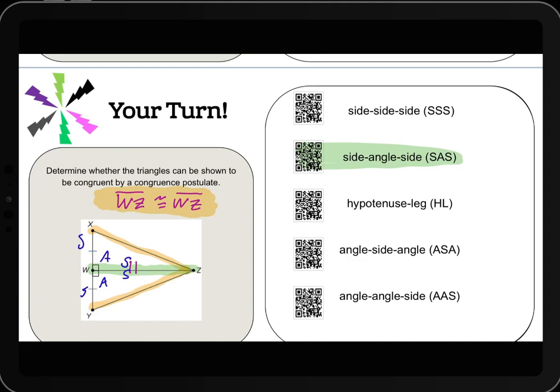So right now, side angle side is the most apparent of all of them, and some of them, of course, don't necessarily work as readily or as apparently as the others do. So side angle side.